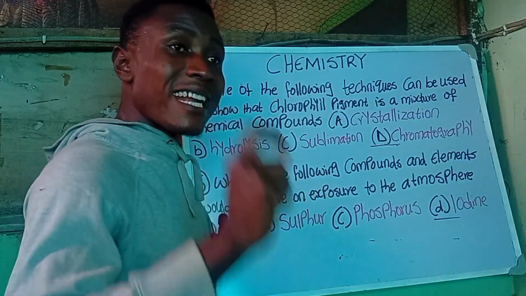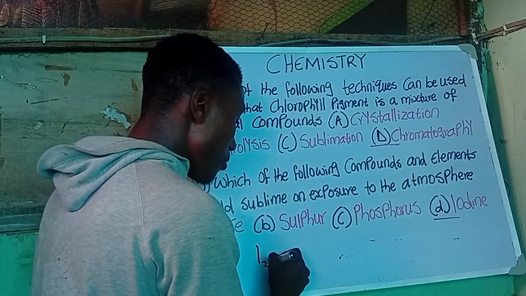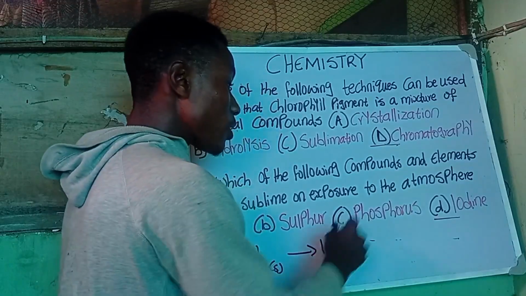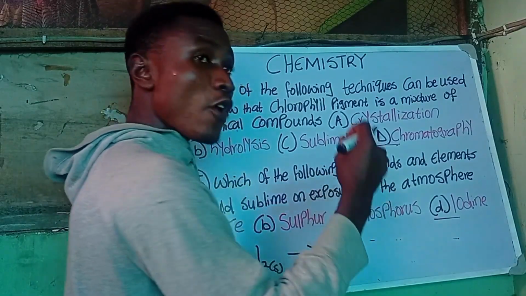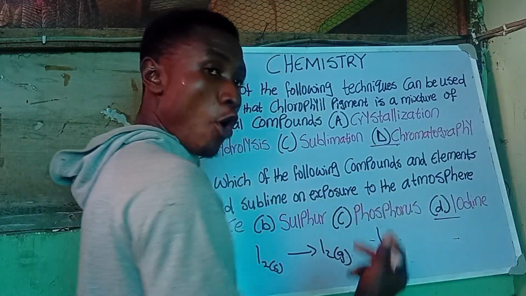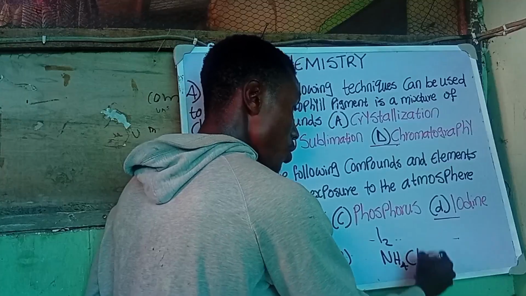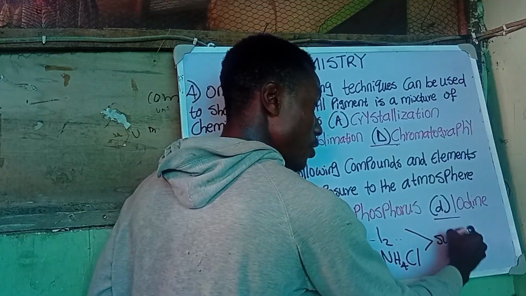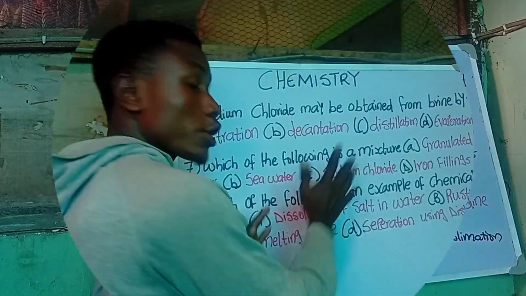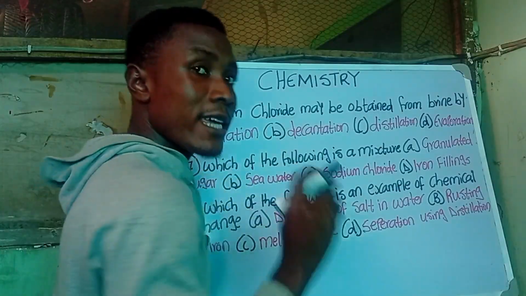So next time, the moment you hear sublimation and they're asking you about an element or a compound that will turn directly to a gas, you have to know about iodine. Iodine solid turning directly to iodine gas. And a compound that turns directly to gaseous state is ammonium chloride. So these are the two, the element and the compound, that are linked to the concept of sublimation.